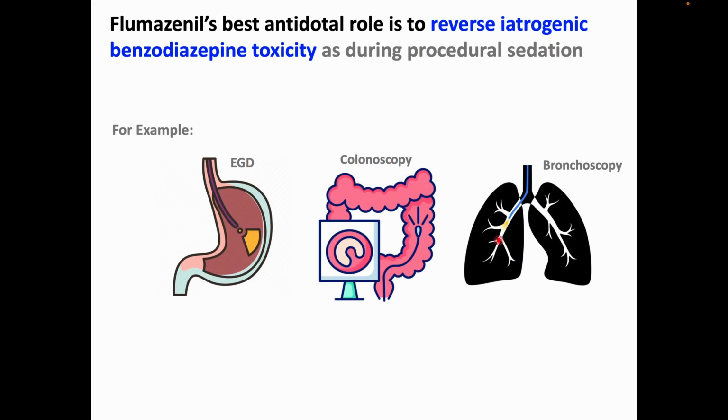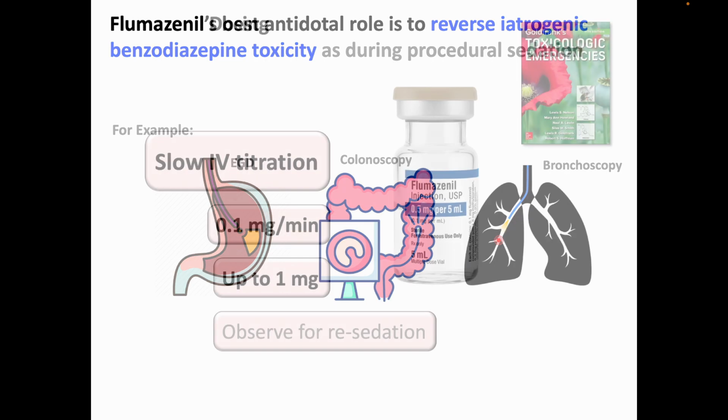The best antidotal role for flumazenil is to reverse iatrogenic benzodiazepine toxicity. As might occur with procedural sedation, this might occur, for example, with various endoscopic procedures which would be rather uncomfortable without sedation, and we'd be giving flumazenil to patients that we know do not have benzodiazepine dependence, so there's virtually no risk of inducing acute withdrawal, which could cause seizures and be life-threatening.